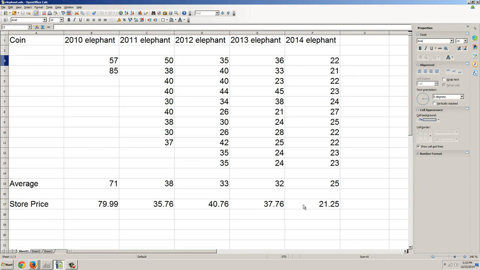So a couple of anomalous findings here. One is that the price of the 2011 is actually lower than the 2012. And other than that, it's a pretty steady fall when you're looking at eBay. So eBay is a pretty steady fall.